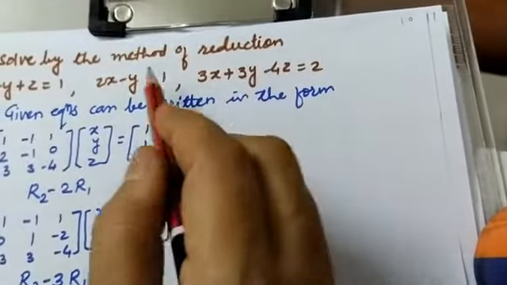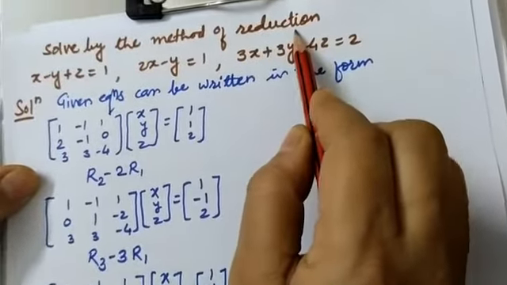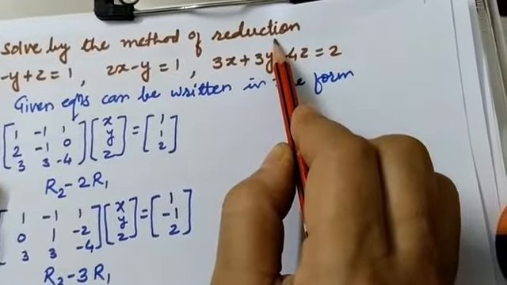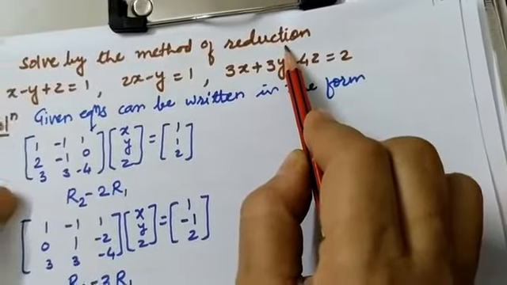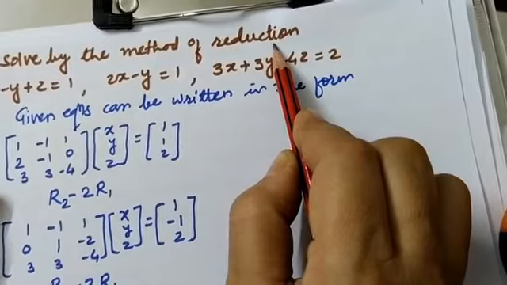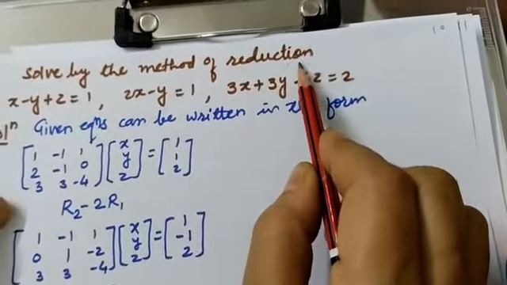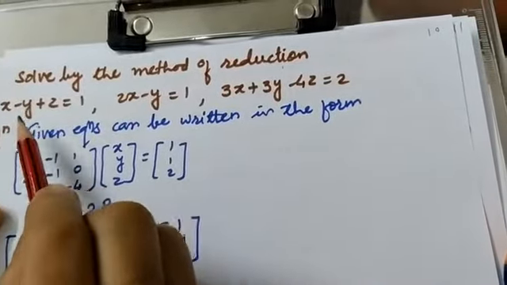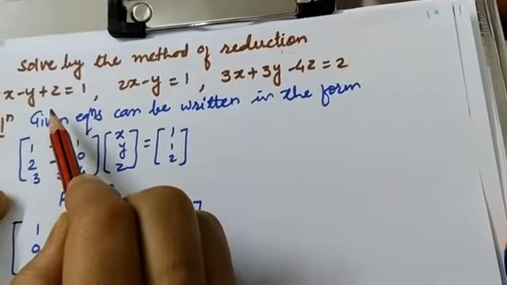This problem is very important. See very carefully. Solve by the method of reduction. You must not get confused while solving the problem. Whatever method is mentioned there, you go by the same method. If it is mentioned to use the inversion method, use the inversion method. If it is mentioned to use the reduction method, use the reduction method. So just go by the given instructions only. We are going to see now how to solve the problem by the method of reduction.